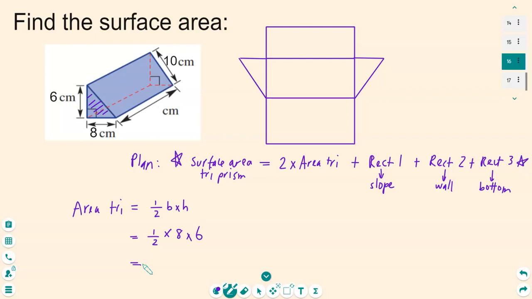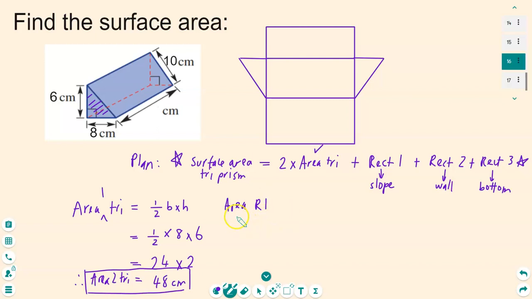And let's just put that straight in our calculator. Half times 8 times 6, 24. So that is the area of one triangle. All right. And we know that we have 2 triangles. So I'm just going to say, therefore, area 2 tri equals 48 centimeters squared. I'm going to put a box around that because I know that I'm going to need to plug it into our planned formula up here. So tick that off.